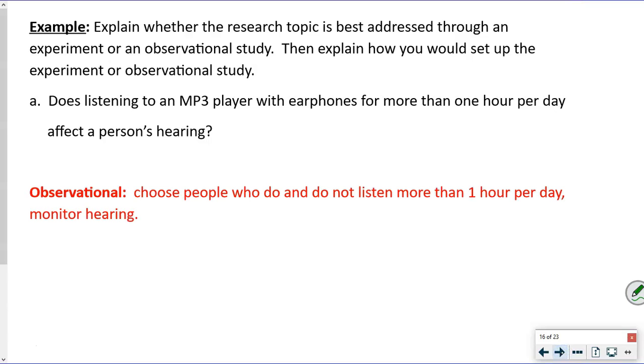So on this one, we do an observational study. Why? Because we would choose people who do and do not listen to music, and monitor their hearing. If we were exposing people to music and it affected their hearing, then we could be held liable for that. So that's why we would make it observational.